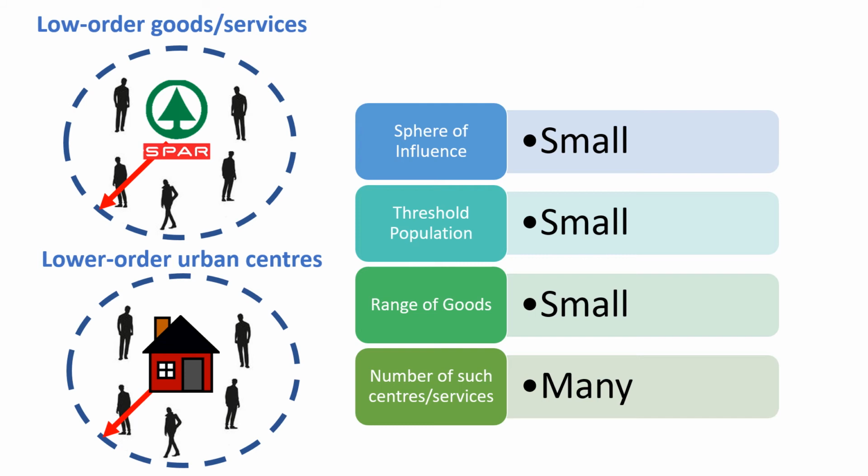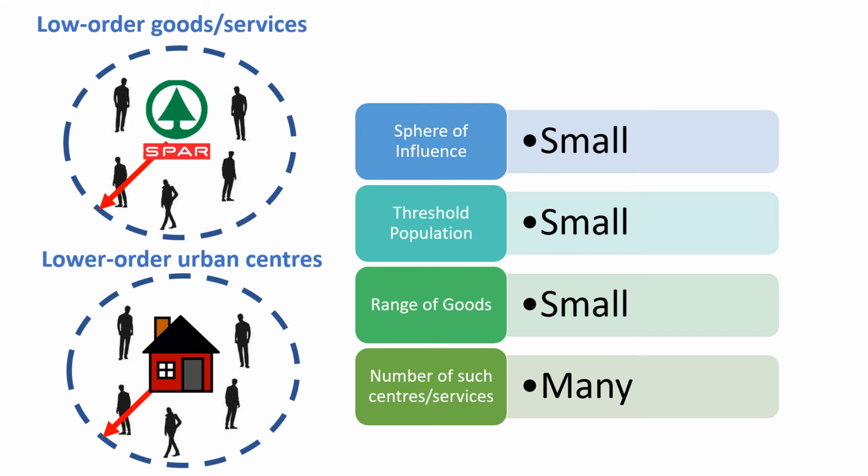And if I look at my spa, the top diagram, I will see that on the right, my sphere of influence is small. I don't need that many. I can contain a smaller threshold population. My range of goods is small as well, because people are not willing to travel that far for that service. Therefore, there are many shops.